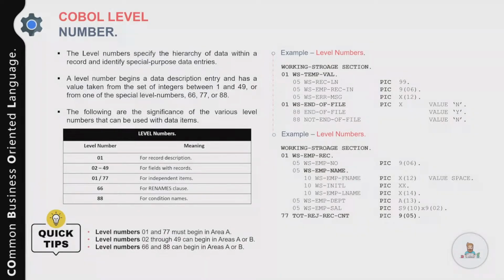So first and foremost thing is level number 1 and 77 must always begin in area A. Level number 2 through 49 can begin in area A or B. Level number 66 and 88 can also begin in area A or B, depending on how exactly you're defining these variables in your COBOL program.